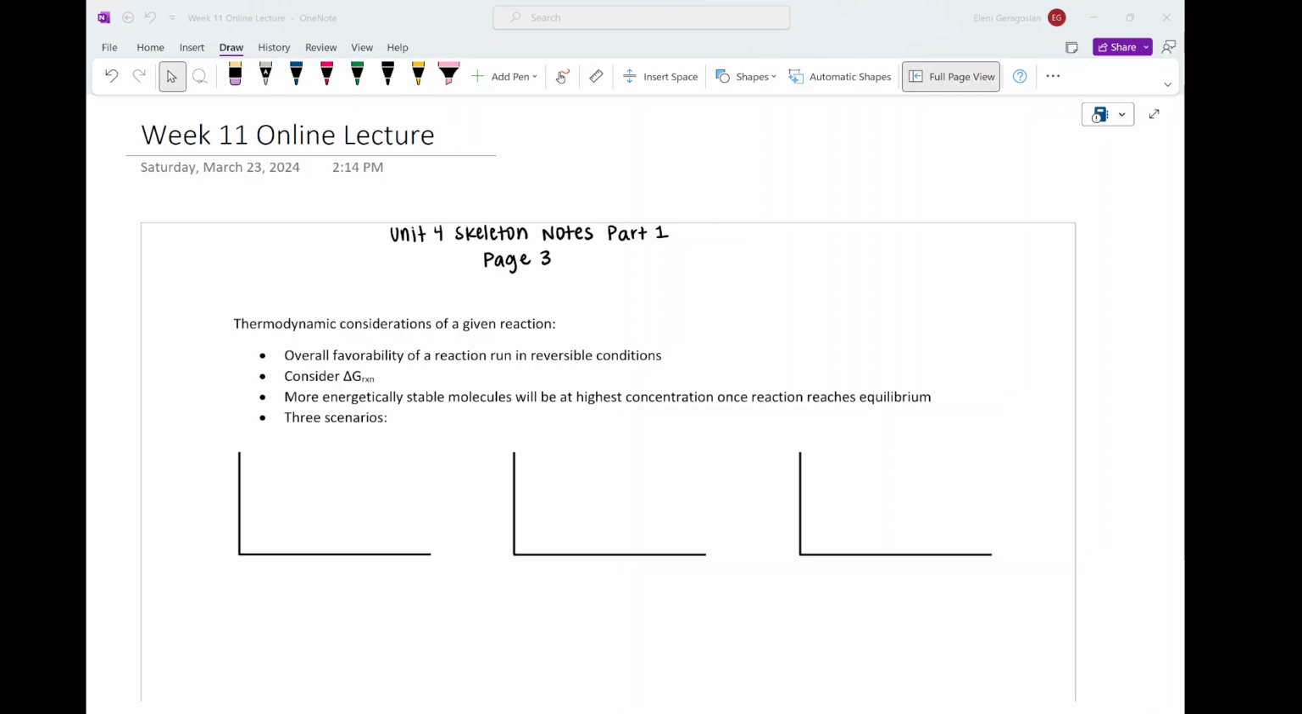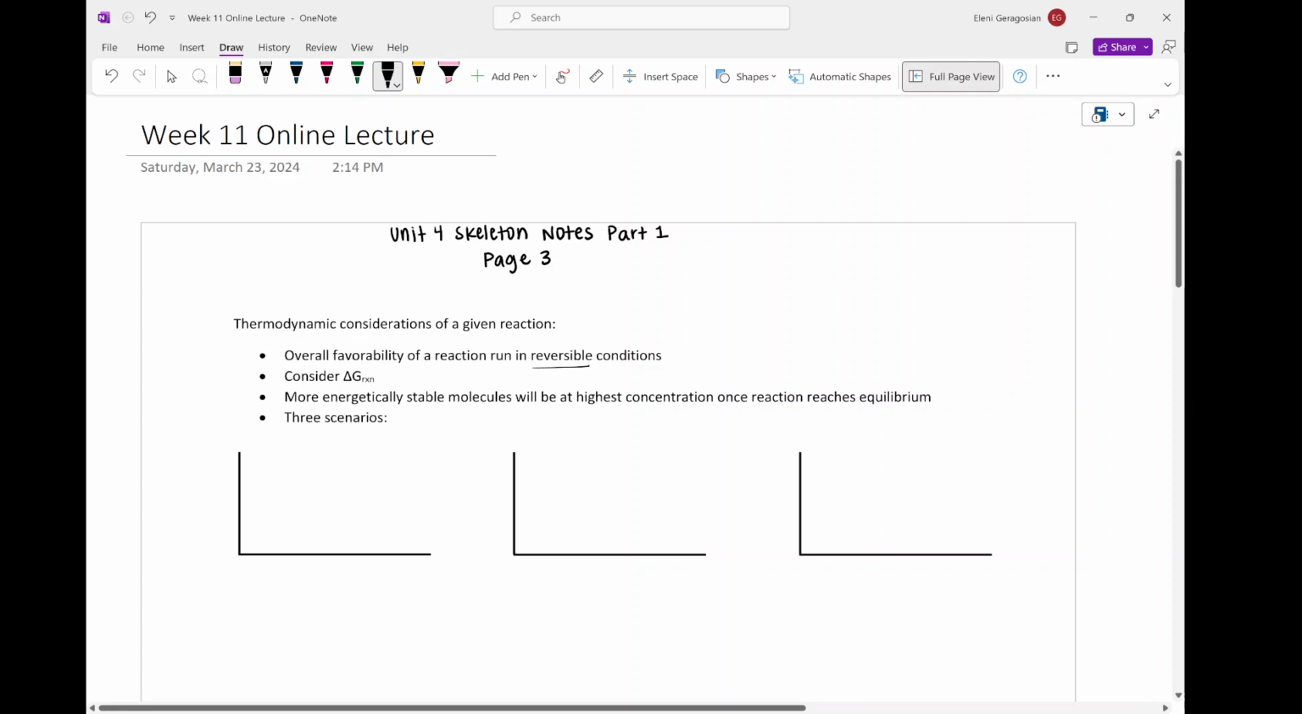Hello everybody. In this video we're going to cover that page in the Unit 4 skeleton notes that we skipped in class. That is page 3, and it starts with these 3 graphs and talking about thermodynamic considerations of a reaction. So for thermodynamic considerations, we're thinking about the overall favorability of a reaction that's run in reversible conditions.